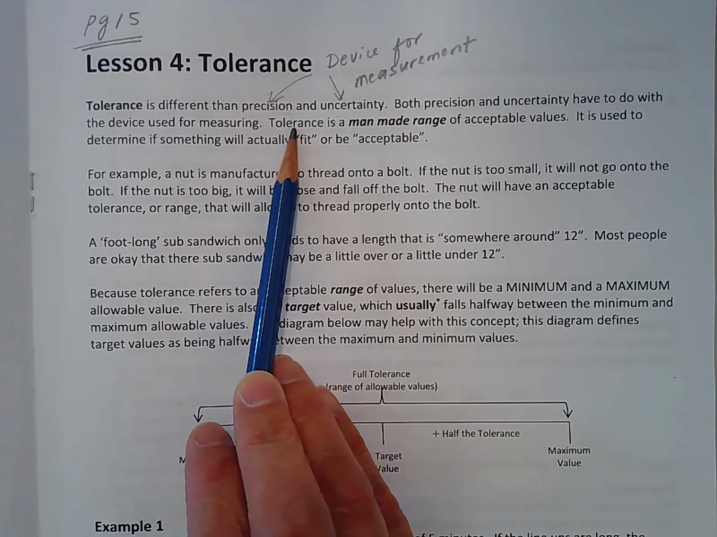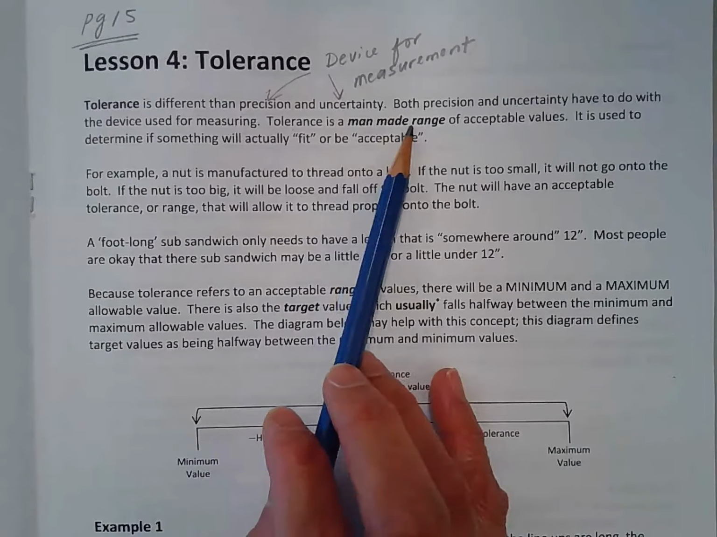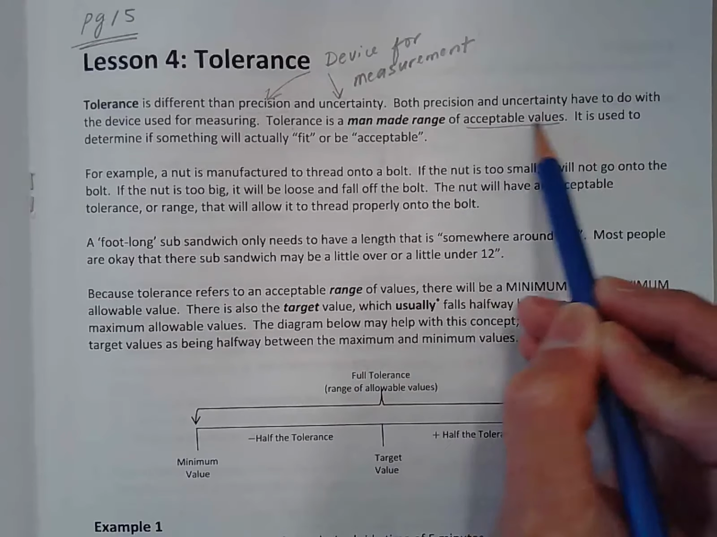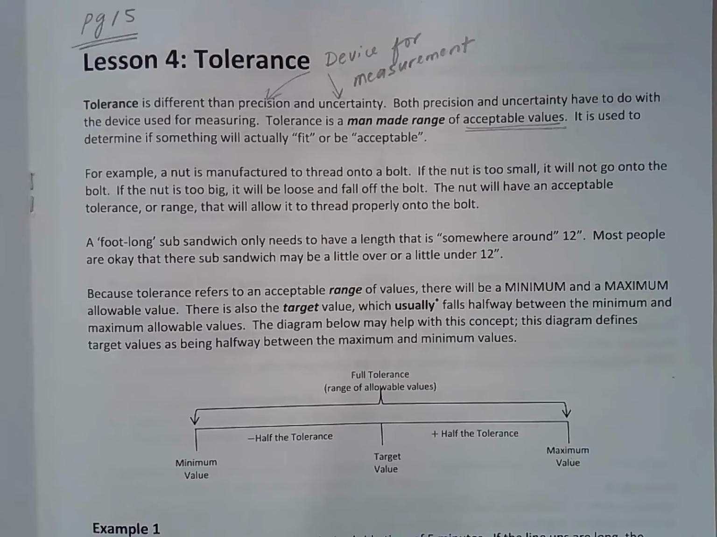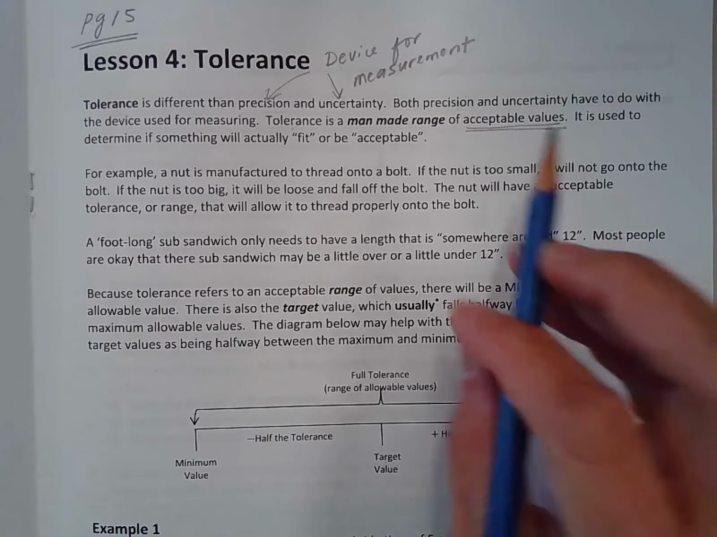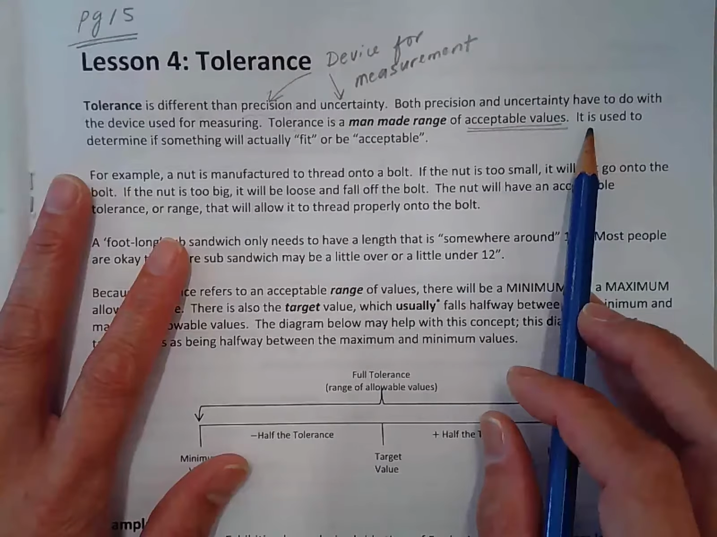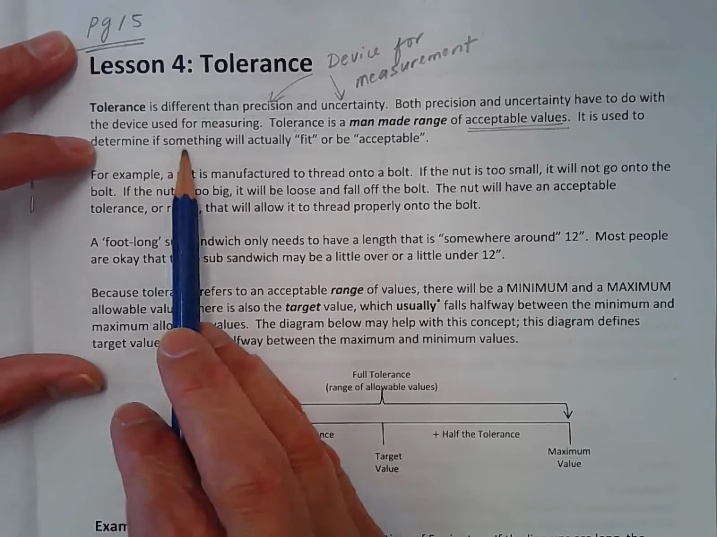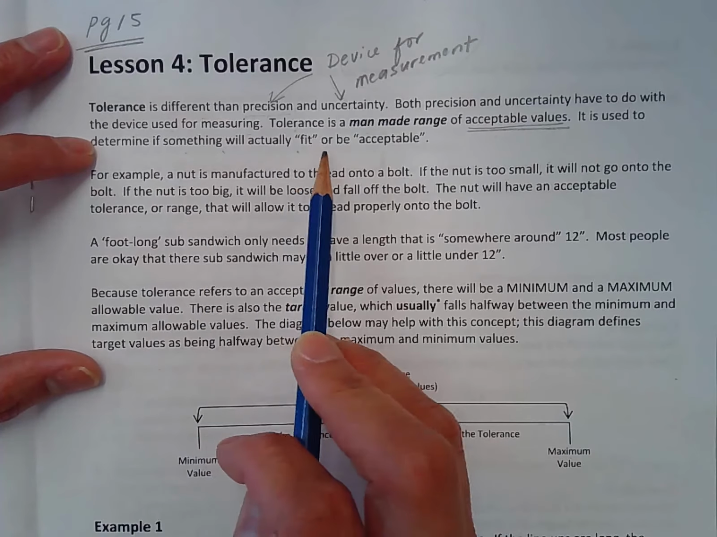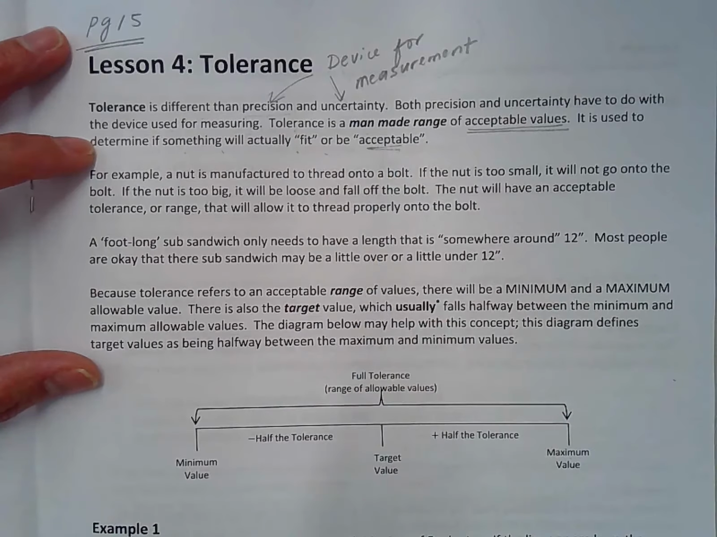The tolerance, however, is a man-made range of acceptable values. What's acceptable, right? Sometimes it's okay for a certain degree of values. So we can't have too little, but we also cannot have too much. That's what acceptable values are. It is used to determine if something will actually fit or be acceptable.